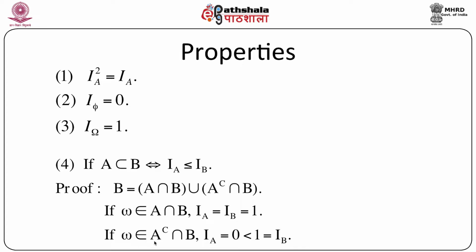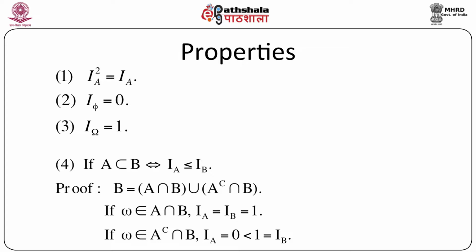So if omega belongs to A complement intersection B, that is one part of B, then IA would be less than IB. But if omega belongs to A intersection B, that is another part of B, then IA equals IB equals 1. So taking together, we can immediately write that IA is less than or equal to IB. And naturally the converse is also true. Now this gives us an idea that we have one result very similar to this result in probability theory, which says that if A is a subset of B, then that will imply probability of A is less than or equal to probability of B. We will see this proof later on.